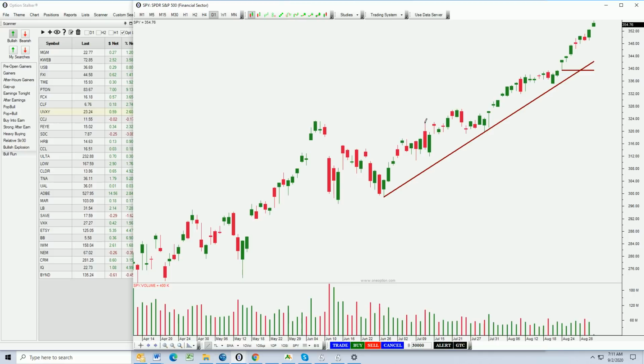And if I connect this high right here with that high right there, you can see how we've poked through the upper end of that channel. Now when this happens, this is a signal of a buying climax, and that typically is going to run its course in the next week or two.